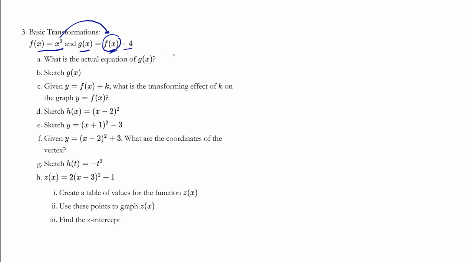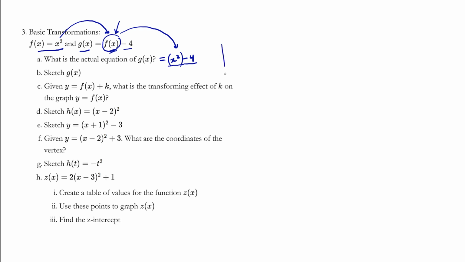So the actual equation of g of x is x squared minus 4. So essentially we're substituting and replacing f of x with what it is, x squared. Now this itself is an equation, but here we're using function notation. Here we quickly recognize this is simply shifted 4 units down.